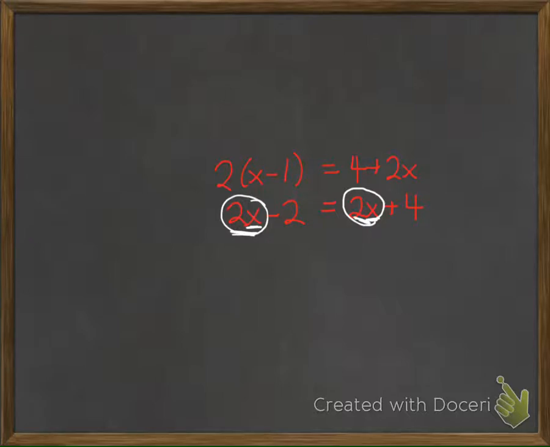So no matter what x is, this part that I've circled on the left-hand side and this part that I've circled on the right-hand side are going to have the same value. Well, if you take the exact same number and in one situation subtract 2 from it, and in another situation add 4 to it, obviously you're going to end up with two completely different numbers. There's absolutely no way that I can find a value of x that will make this statement true.